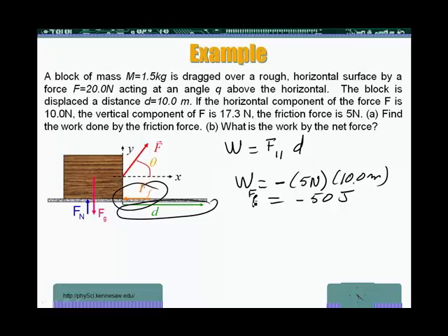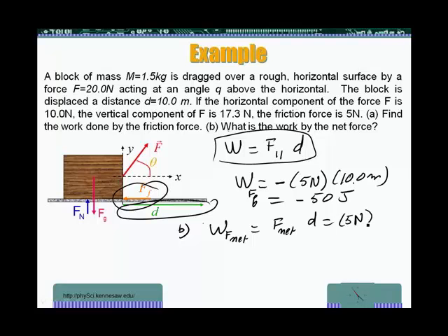Now, when they ask me about the work done by the net force, remember we found the net force before. We are going to use the same definition here. So the work due to F net is going to be F net times D. Remember, we said F net is going to be parallel to the horizontal in the same direction as D. So if you recall, F net we found as 5 newtons. So it's going to be 5 newtons times 10 meters, or 50 joules.